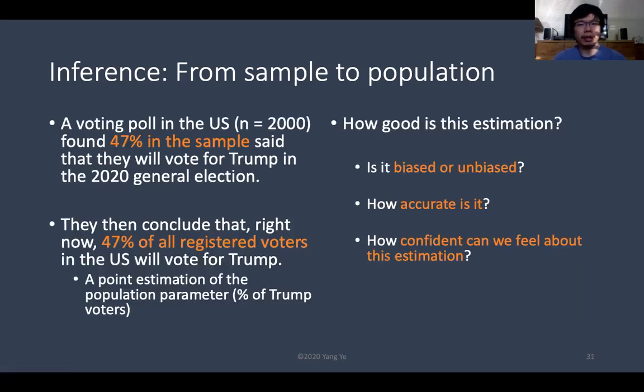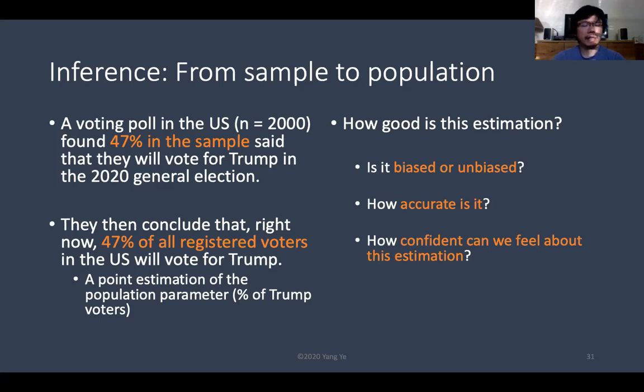And another example here, right? Companies run this kind of political polls about voting, and imagine we have surveyed 2,000 U.S. citizens, and 47% said they will vote for Trump. Then can we conclude that 47% of all registered voters, which is the population you want to generalize to, will vote for Trump? So in this case, 47% is a point estimation in that it provides a single number. But the question is really, how good is this estimation?